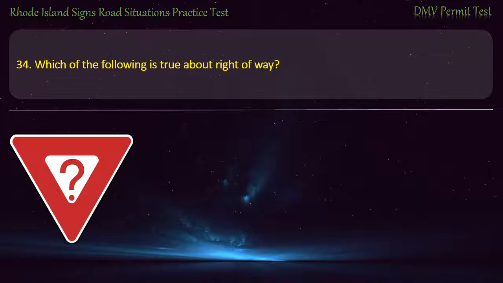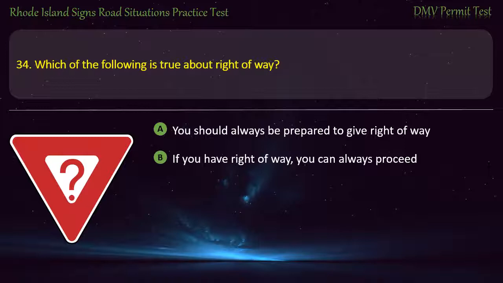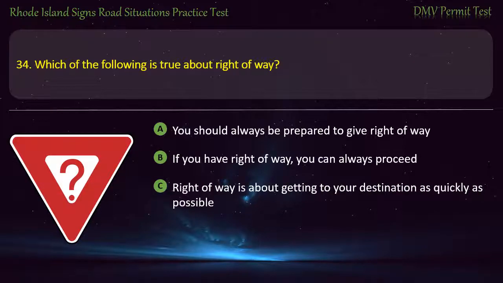Question 34. Which of the following is true about right of way? You should always be prepared to give right of way. If you have right of way, you can always proceed. Right of way is about getting to your destination as quickly as possible. You should take right of way whenever you can. Answer. You should always be prepared to give right of way.